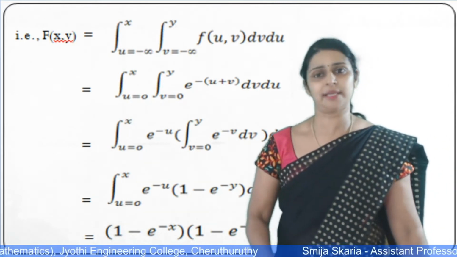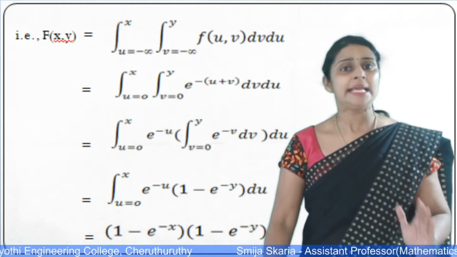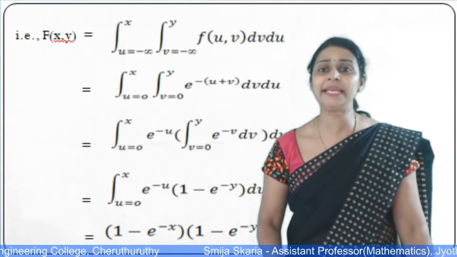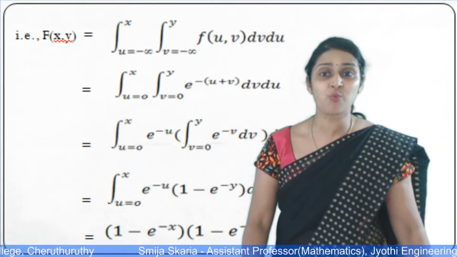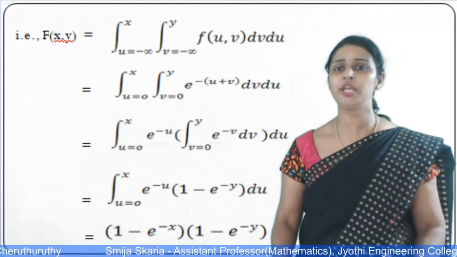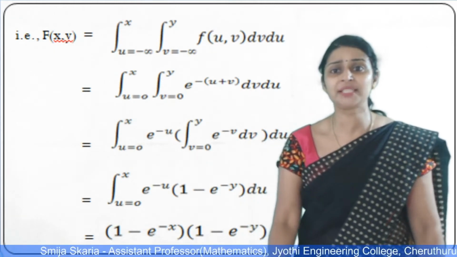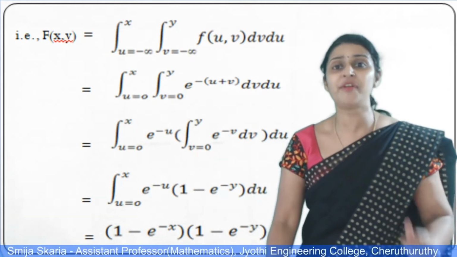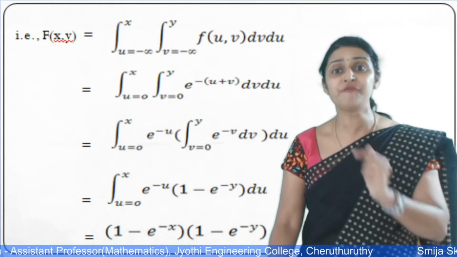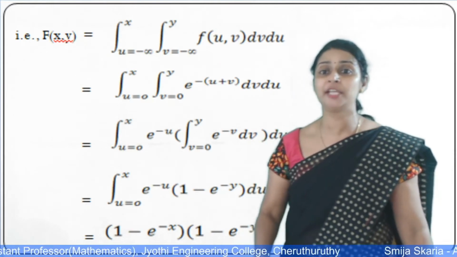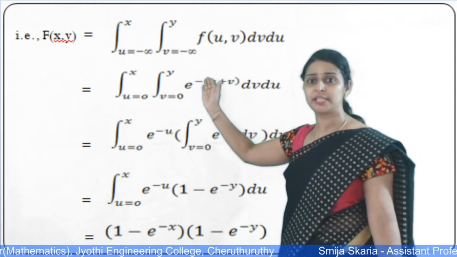Since there are two variables, we have to take the double integral, given by integral u equal to minus infinity to x, integral v equal to minus infinity to y, f(u,v) dv du. What do we mean by f(u,v)? We are given the function f(x,y) equal to e raised to minus (x plus y), and therefore f(u,v) equal to e raised to minus (u plus v).